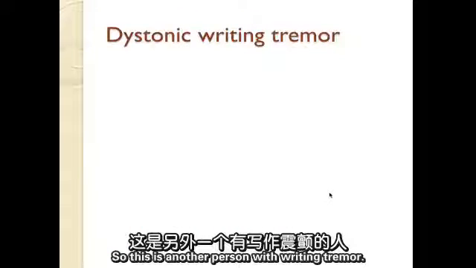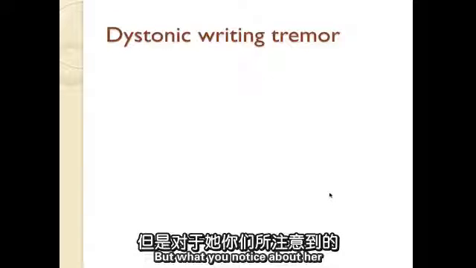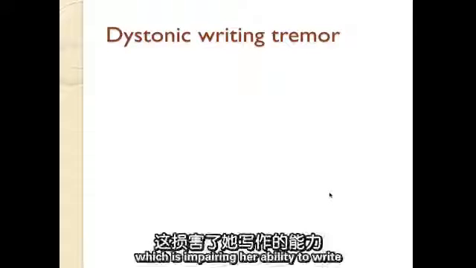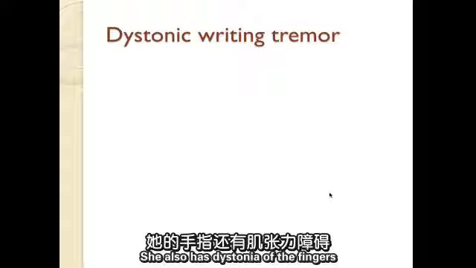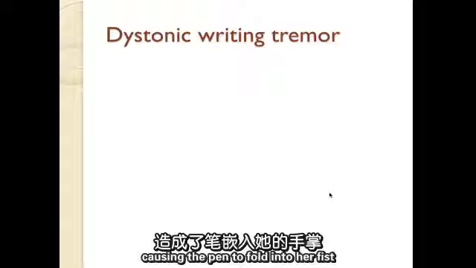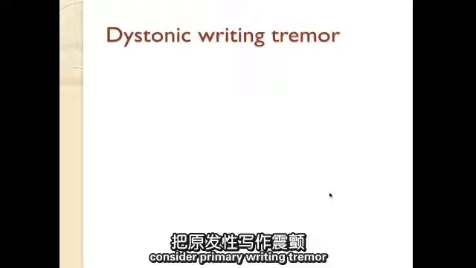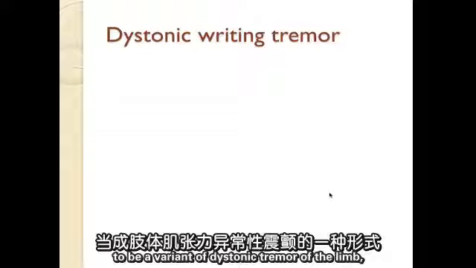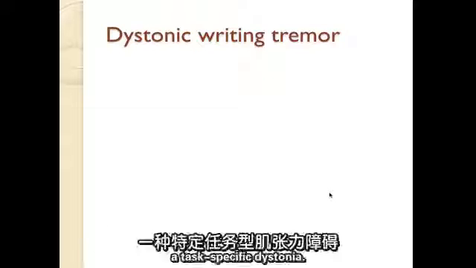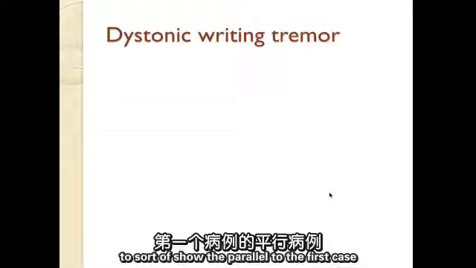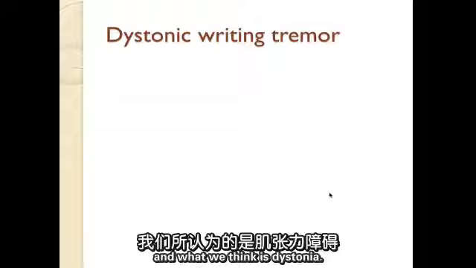So this is another person with writing tremor, but what you notice about her is she has a flexion of her wrist during the movement, which is impairing her ability to write. She also has dystonia of the fingers that are pulling the index finger down, causing the pen to fold into her fist. So because of observations like this, most people consider primary writing tremor to be a variant of dystonic tremor of the limb, a task-specific dystonia. And so I'm illustrating this to show the parallel between the first case and what we think is dystonia.